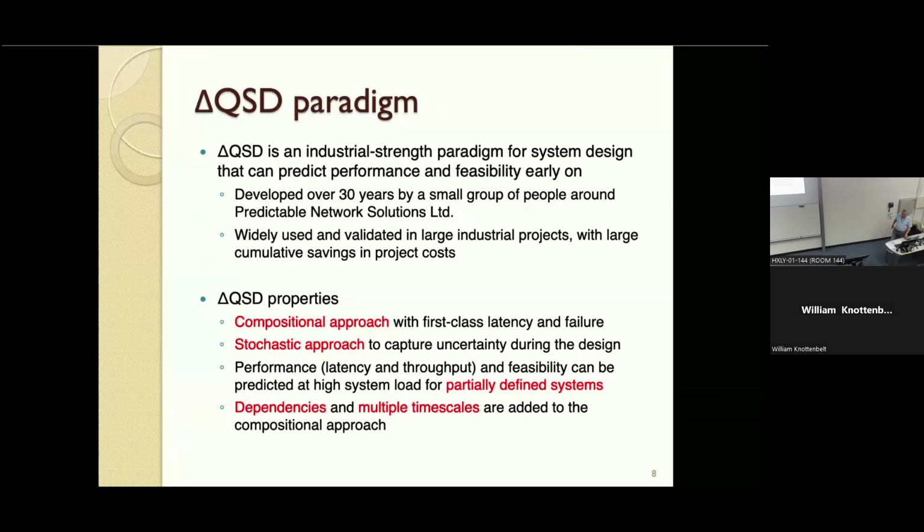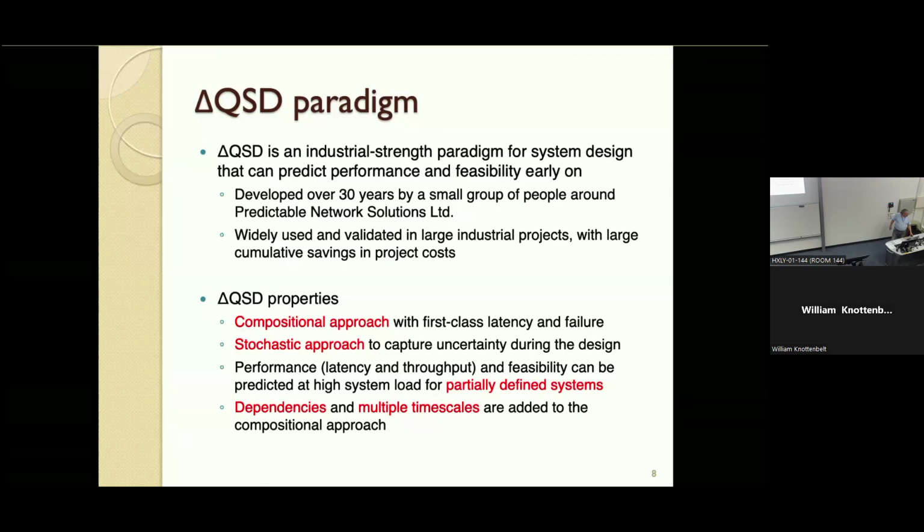And the approach that we're going to present is called DeltaQSD, DeltaQ System Design. This was developed over 30 years by a small group of people around a company called Predictable Network Solutions Limited. So we have a few of the brains of P and Sol here, if you want to talk to them. This approach has been widely validated in large industrial projects, and there have been some publications on this, but this tutorial is really the first time that we try to bring everything together in a coherent way and present this as a system design approach.